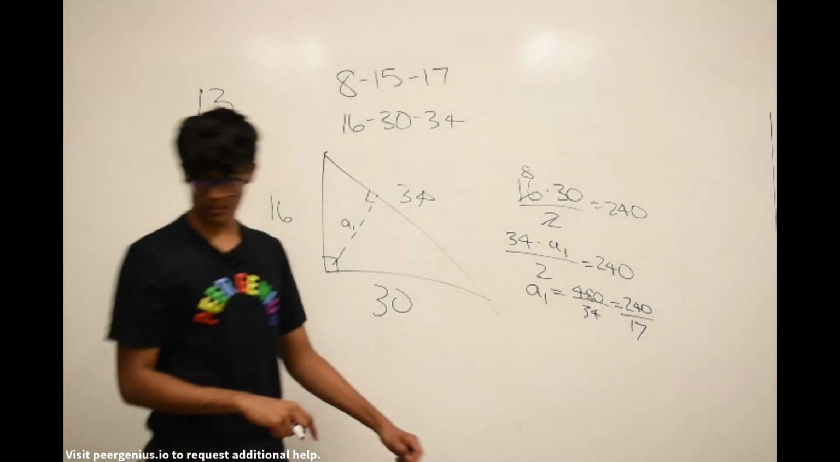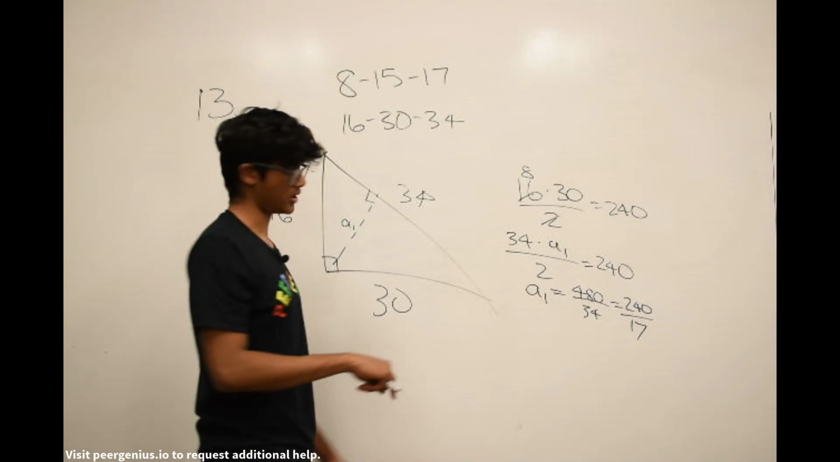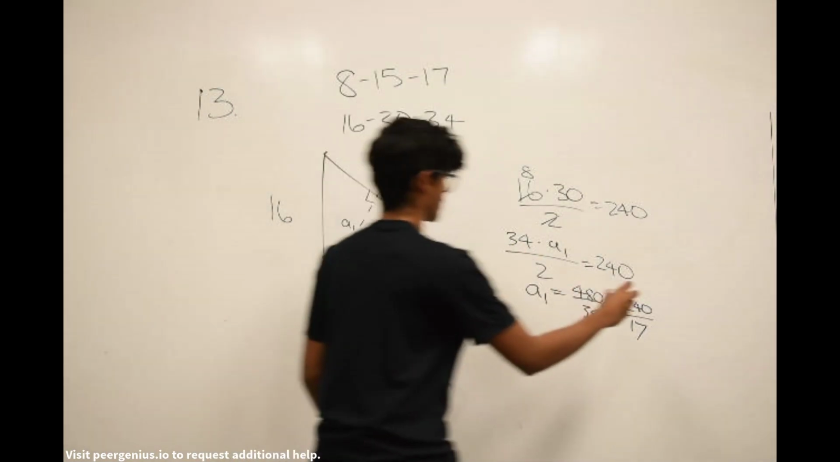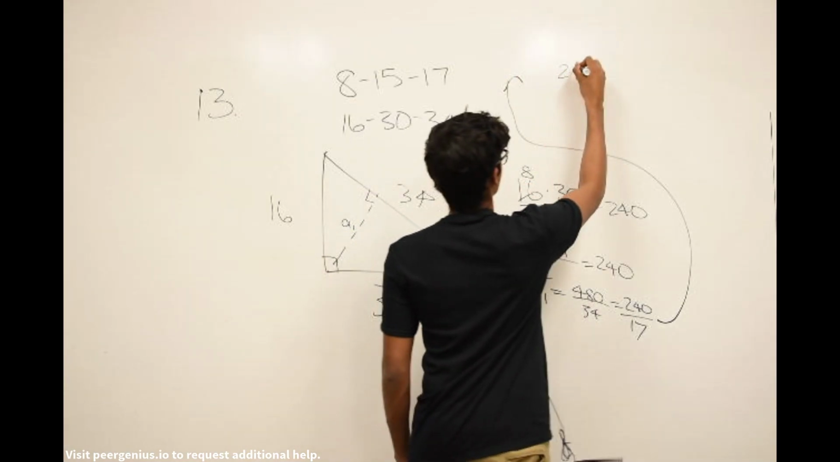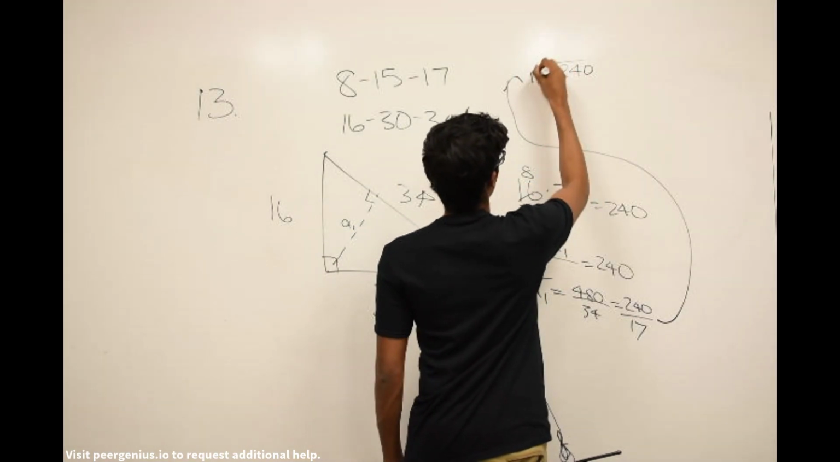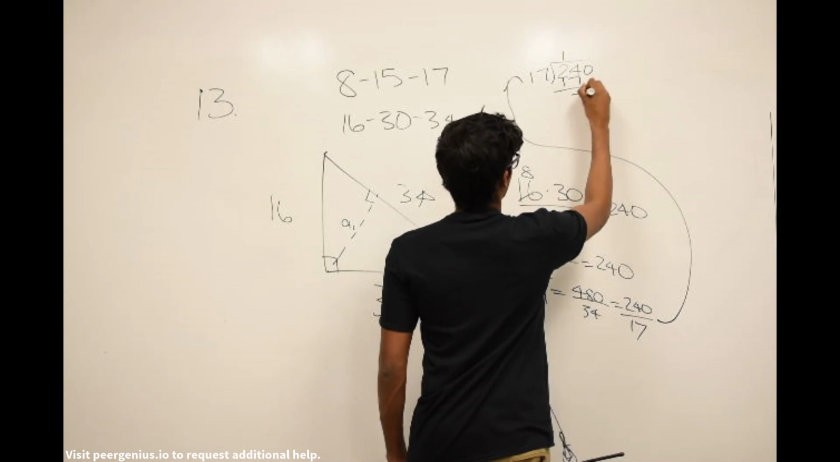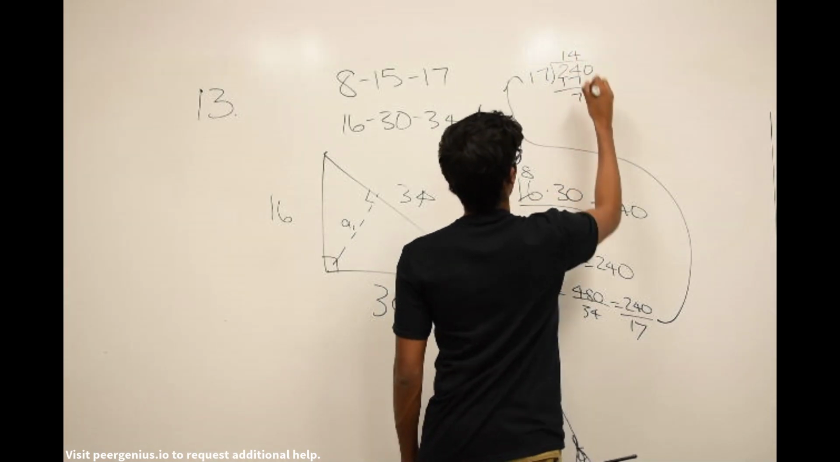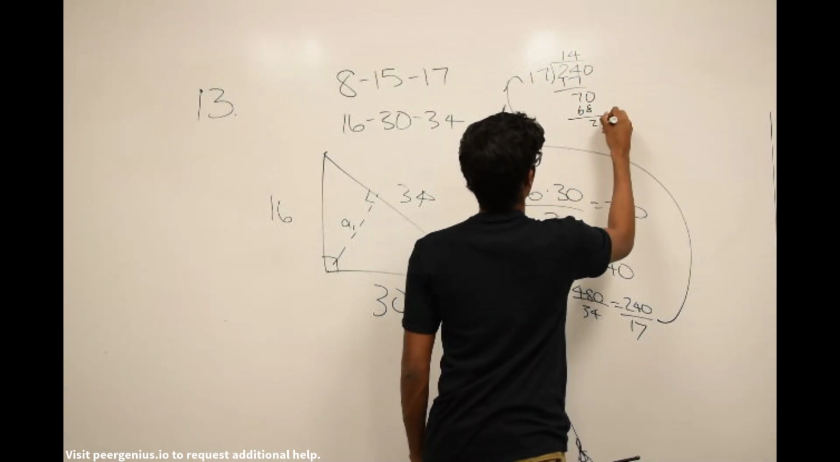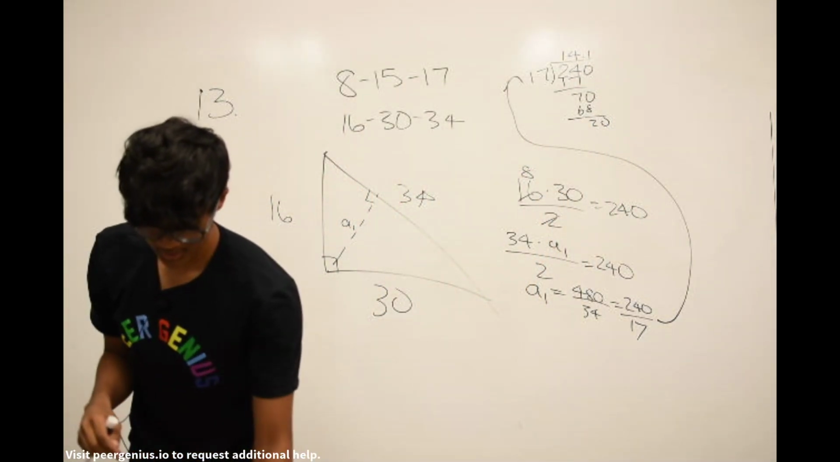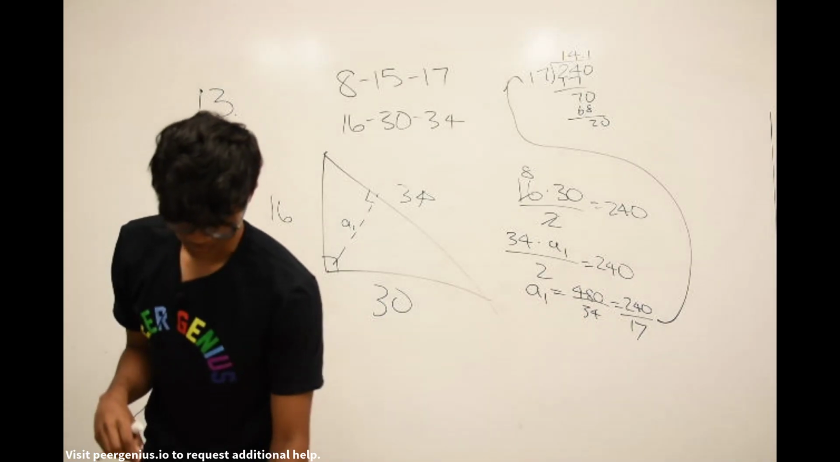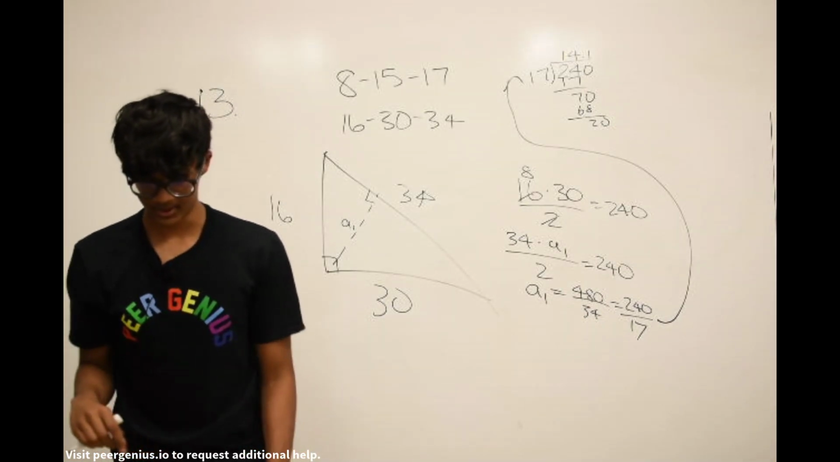It says which number is closest to the shortest altitude. So now I'm just gonna move up here. 240 divided by 17. I'm just gonna go through it. Okay, so that means 14 is the closest, which means the answer should be B.